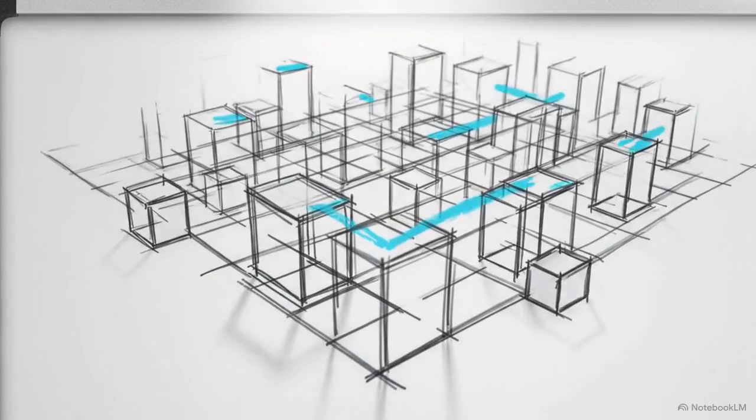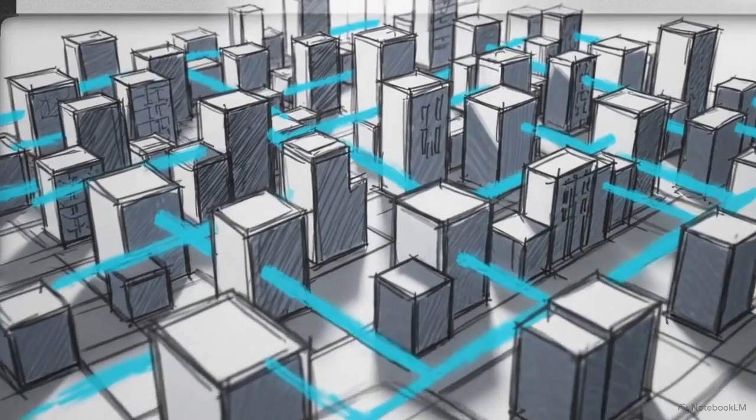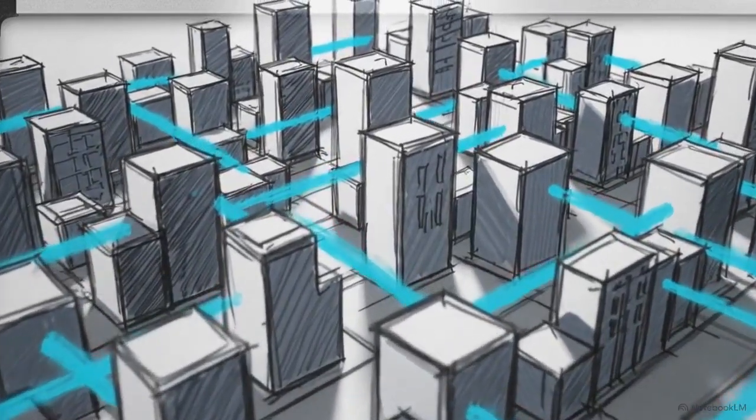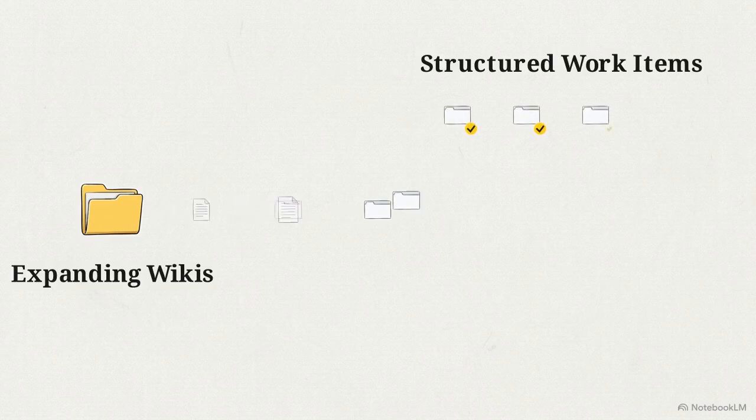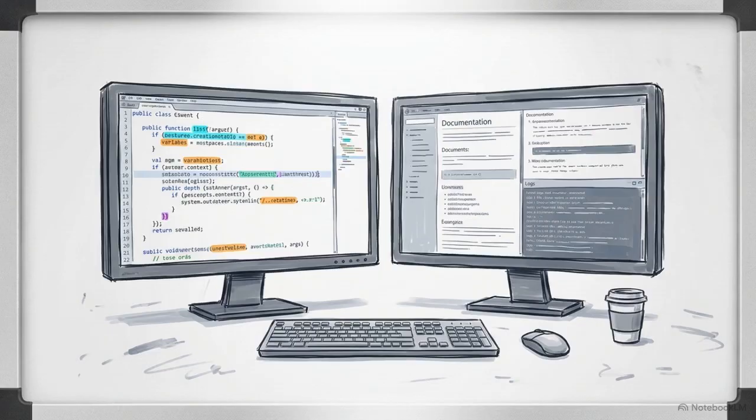Look at this visualization of abstract data blocks assembling. It perfectly represents the reality of modern enterprise CI/CD pipelines. Development teams manage rapidly expanding wikis, and they have to constantly translate thousands of documentation points into highly structured work items. The standard approach to handling this volume is docs as code.